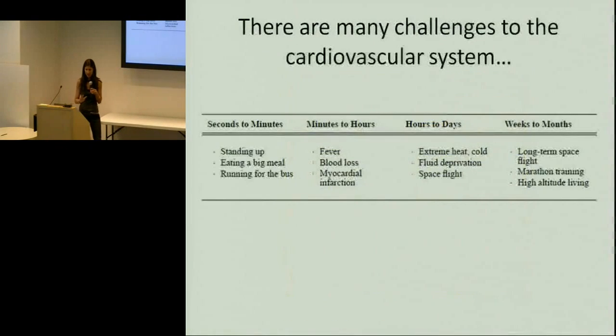So just to say, there are many challenges to the cardiovascular system, okay? Just sitting down right now, not a huge demand on the heart, right? Let's be honest. But if you were to stand up really quickly, your heart rate would really have to change in order to ensure that you wouldn't faint, right? Or if you eat a big meal, your heart rate's going to change, okay? Running for the bus, if you have a fever, your heart rate's going to change, but maybe on the order of minutes to hours as opposed to seconds, needing to respond.